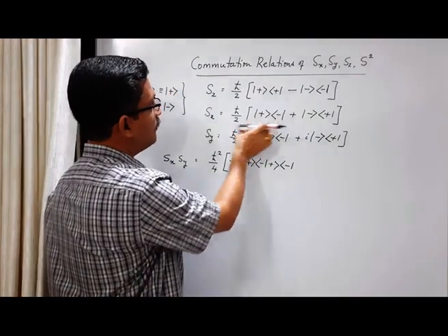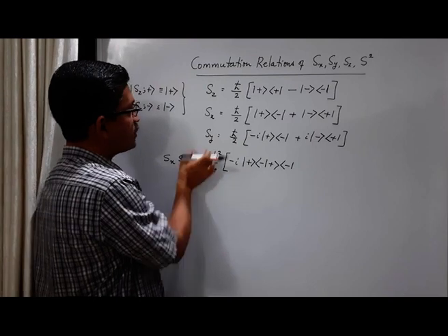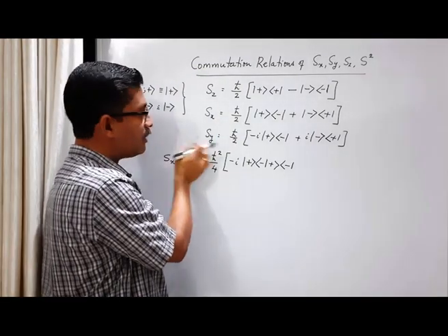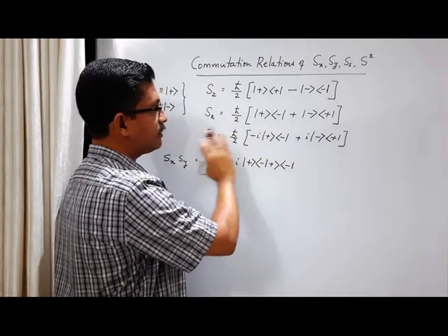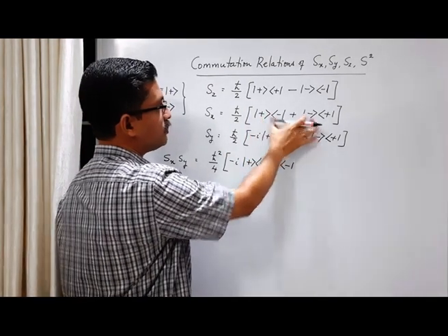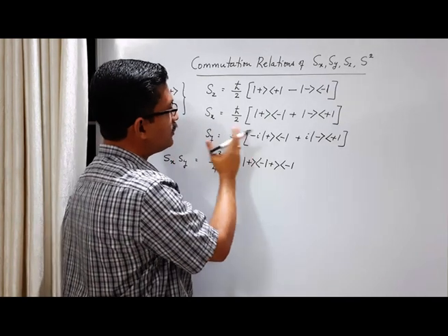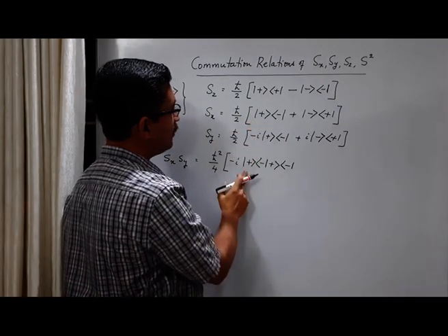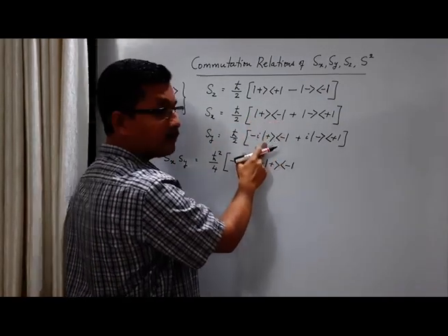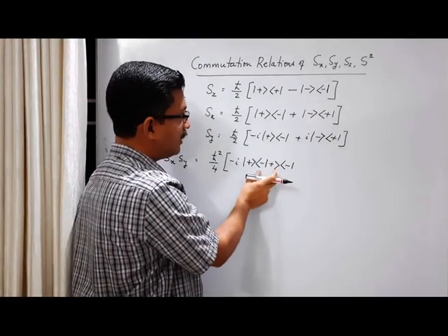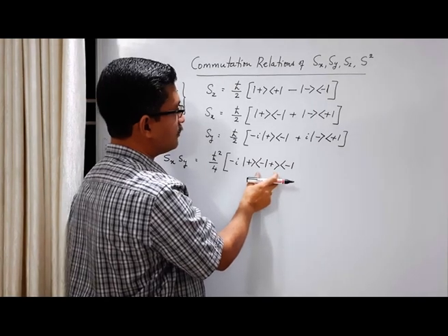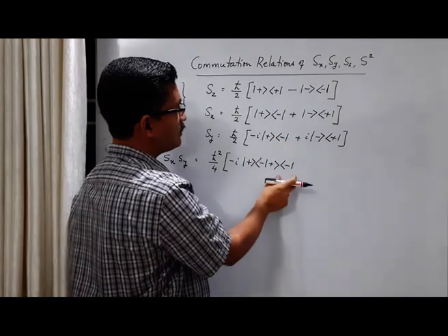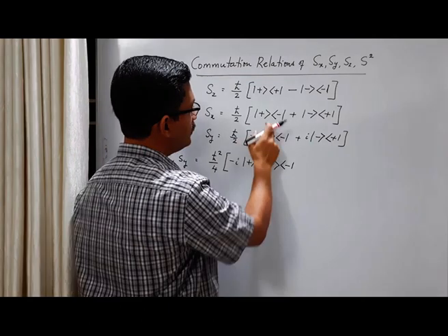Okay, this is clear. We are taking Sx into Sy. So Sx will come on the left side, then Sy will come. So we are taking this product like this. These 2 terms will come here. When you take the product, this ket will be here. This bra vector acts on this ket vector. So it will be like this: bra vector minus, then ket plus. It's an inner product. Then this bra vector minus will be there. So this is the first term.